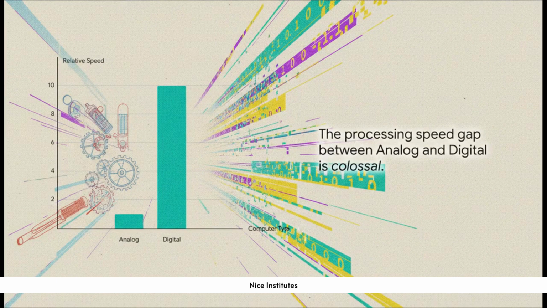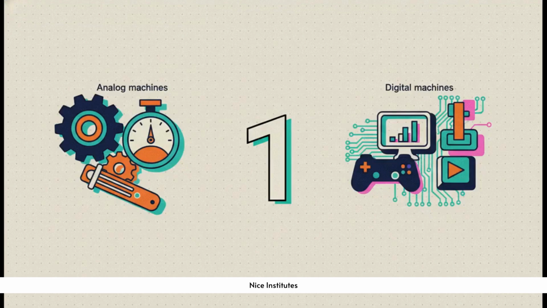Let's just zero in on one of those for a second, speed. The difference we're talking about here isn't small. It is a colossal, mind-boggling gap. The processing speed of digital computers allowed for calculations and tasks that were, well, they were simply unimaginable on the old analog machines. But maybe the most important advantage was this: digital computers are general-purpose machines.